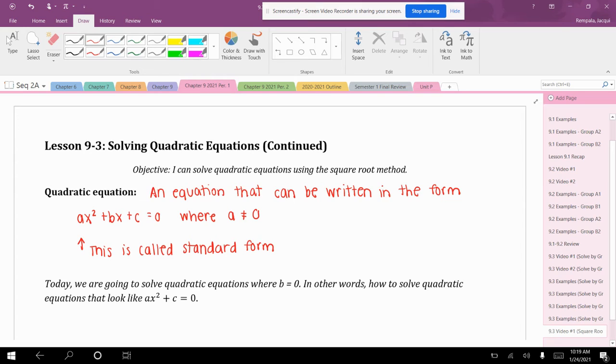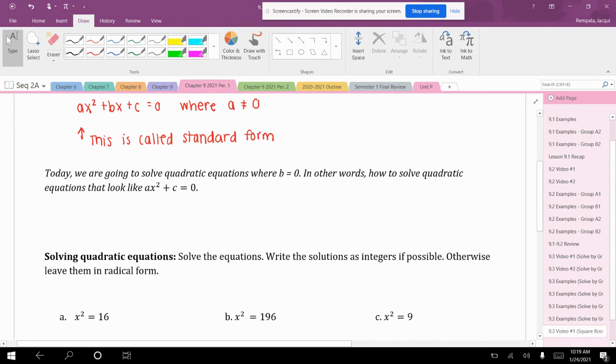So today we are going to be solving quadratic equations where b equals 0. So in other words, we're going to solve a quadratic equation that looks like ax squared plus c equals 0. Okay, so notice that there's an x squared term, but because b equals 0, the x term has disappeared.